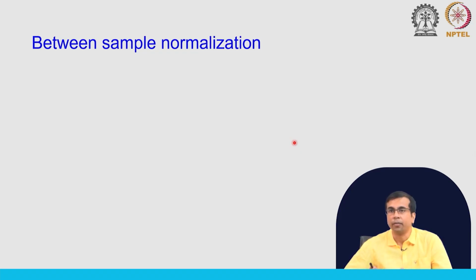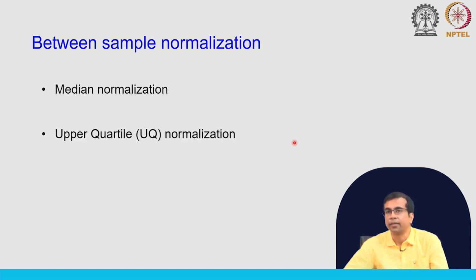We need to address some of the issues we just mentioned, such as RNA composition bias. We will talk about two methods today. Of course, there are many more sophisticated ones that we will talk about in the next class. The first is called median normalization and the second is called upper quartile, or UQ, normalization. Let us see how normalization is done between samples. This will help you understand the more sophisticated methods in the next class.